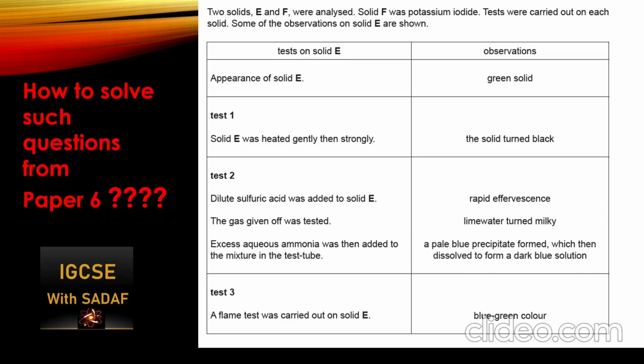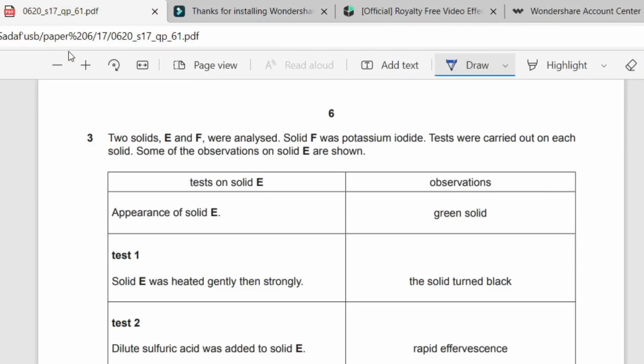In this lecture we are going to learn how to solve such type of questions from paper 6. Let's start. There is a question number 3 and this paper is from May-June 2017, variant 6.1. Two solids E and F were analyzed. Solid F was potassium iodide. Tests were carried out on each solid.